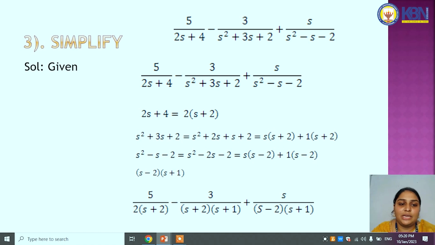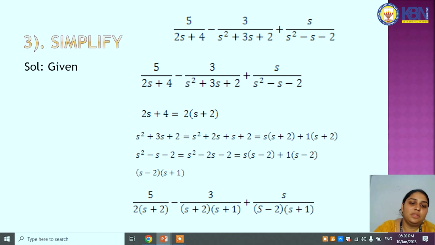The first fraction is 5 by 2s plus 4. The denominator is 2s plus 4. Now we have to factorize that first. In these two terms, the common factor is 2. That is 2 into s plus 2 into 2. Now removing the common factor 2, we get 2 into s plus 2.